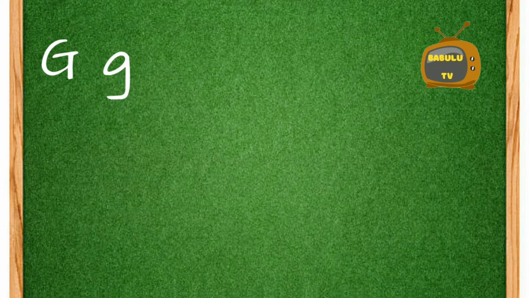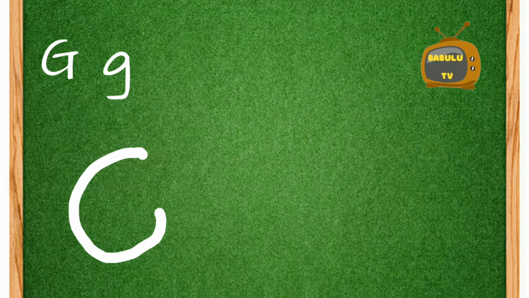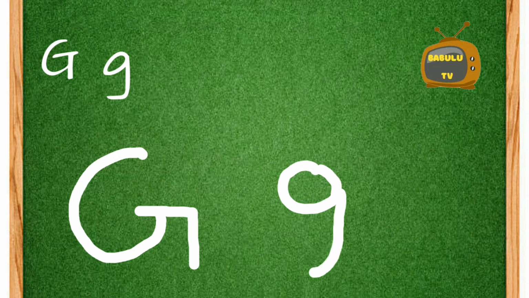Capital and small G. This is capital G. What is this? Capital G. And this is small alphabet G.